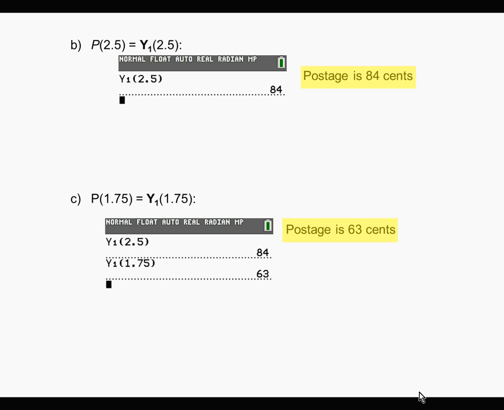Then if I do P of 1.75, which is really y1 of 1.75, 63 cents. So entering a piecewise function in the calculator is long and time consuming, but if you're going to have to evaluate something over and over, it might be worth it. I have another example where the pieces are a little more complicated. After all, each one of these formulas was really just a number.